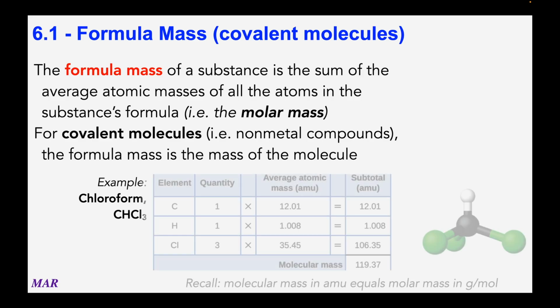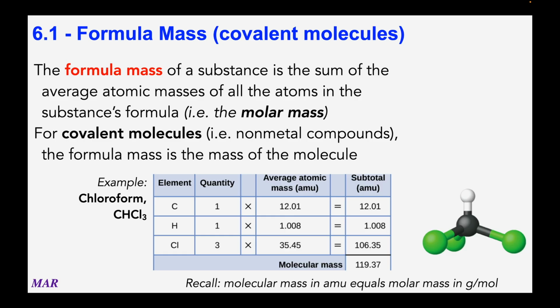So for covalent molecules with non-metal compounds, the formula mass is literally just the mass of the molecule. No big deal. Here's an example of chloroform. Chloroform is CHCl3, and the molecular mass, which is the mass of an individual molecule, is the same number as the molar mass, which is the grams per mole when you have a mole of things, which is what chemists usually use. And to figure this out, you'd have 1 carbon, 1 hydrogen, and 3 chlorines. And those values there are listed to the hundredths on the periodic table, which are great for most of the time. When you add them all up together, it's 119.37 grams per mole.